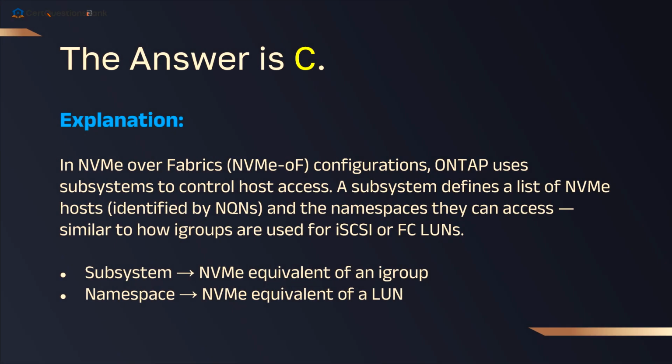The answer is C. In NVMe over Fabrics, NVMe-oF configurations, ONTAP uses subsystems to control host access. A subsystem defines a list of NVMe hosts, identified by NQNs, and the namespaces they can access, similar to how iGroups are used for iSCSI or FC LUNs. Subsystem is the NVMe equivalent of an iGroup. Namespace is the NVMe equivalent of a LUN.